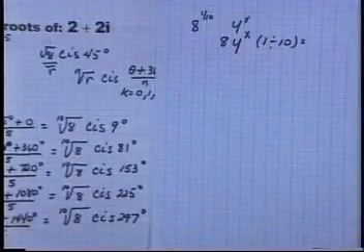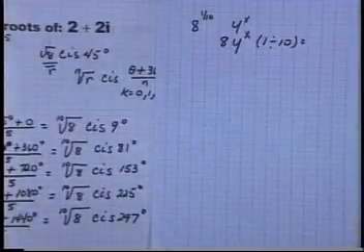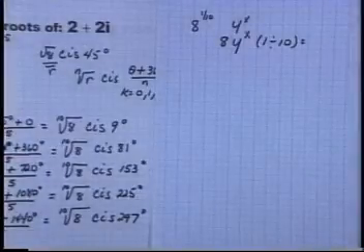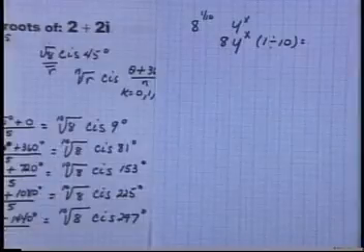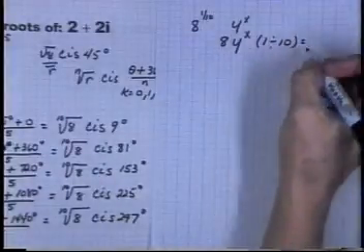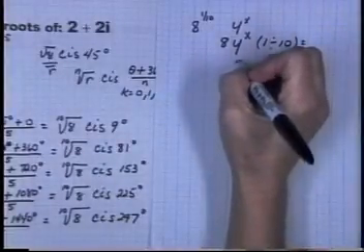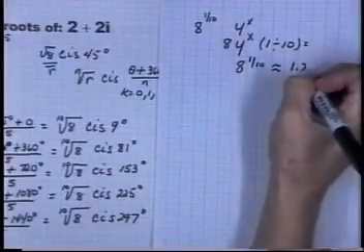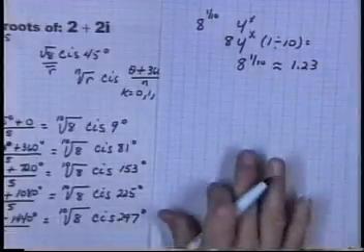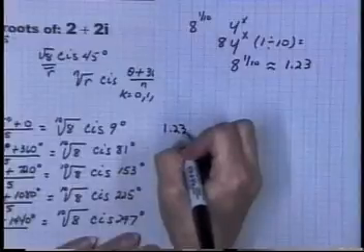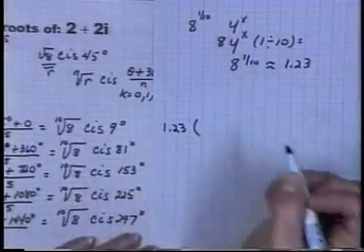So that's what I'm going to do on mine, because I do not have a root key, but I do have that power key. So 8, and I'm going to raise that, and I need to use a parenthesis to get that 1/10 in there, or I guess you could put 0.1 if you want to. So 8 to the 1/10 is approximately 1.23. Okay, so I'm going to use that 1.23. Now I'm just going to use a parenthesis here.